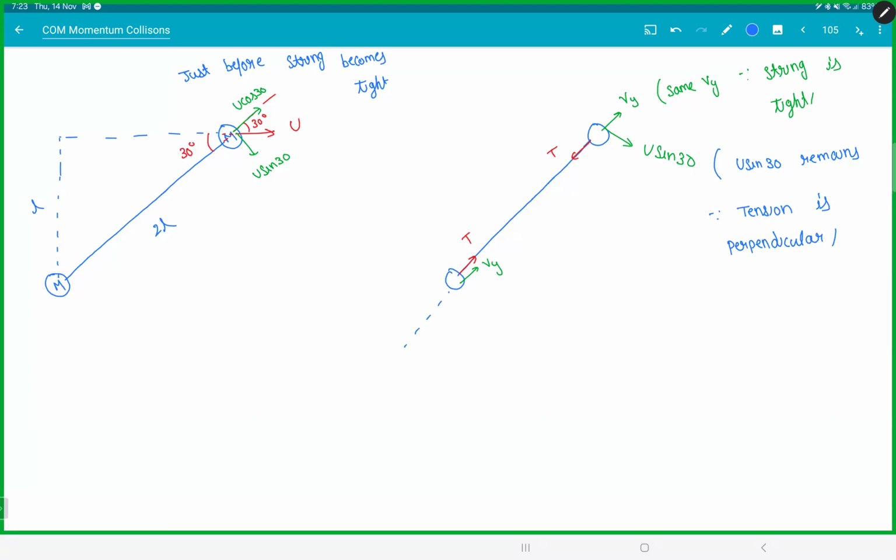So if you consider linear momentum along the string, to conserve momentum along the string, that will be how much? M into u cos 30 will be 2m Vy. So Vy will be u cos 30 by 2, which is u root 3 by 4. That's your Vy, everyone.